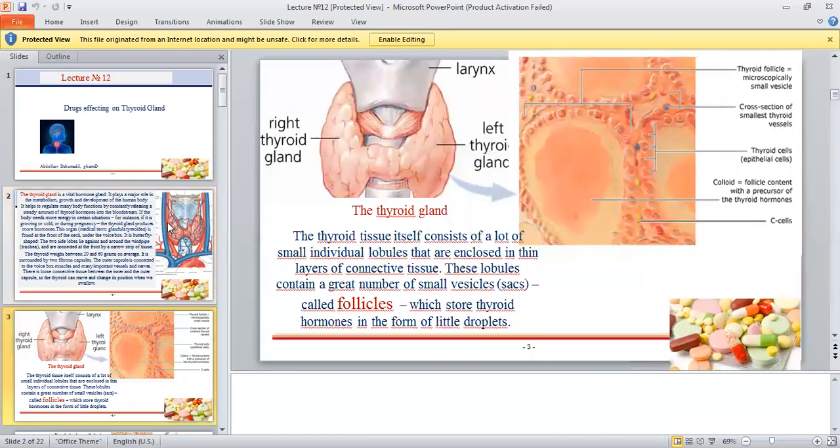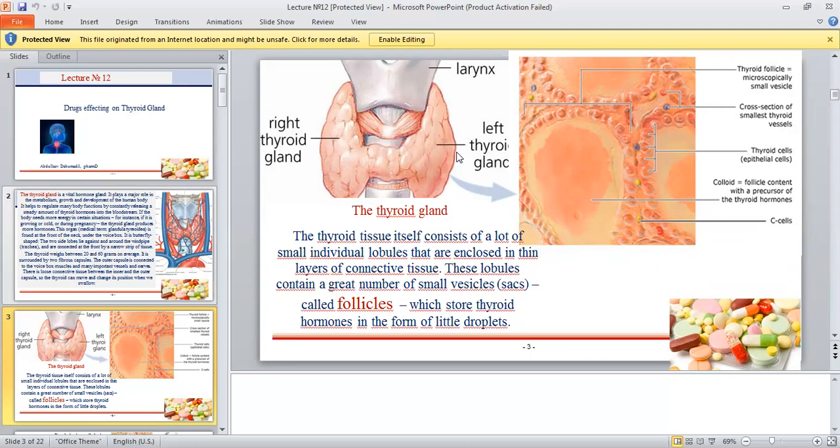This is the anatomical structure. As we mentioned, the thyroid gland is butterfly in shape, so this is the butterfly structure of the thyroid gland. As we know, it is below the larynx and just inferior to the voice box. It has two lobes, a right thyroid lobe and a left thyroid lobe. So these are the two lobes.